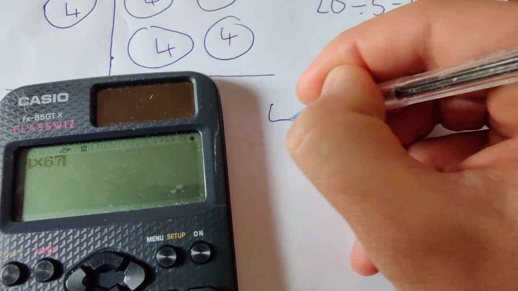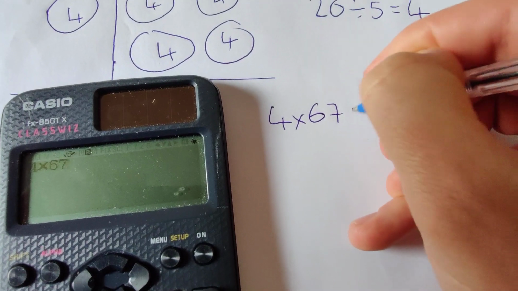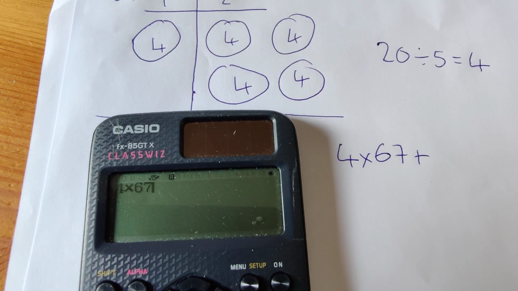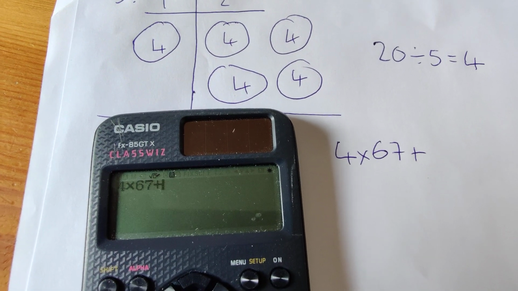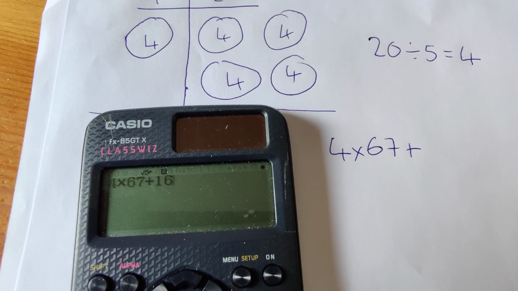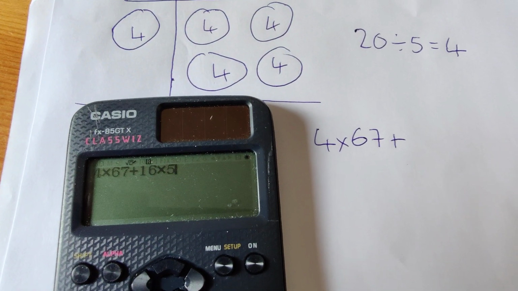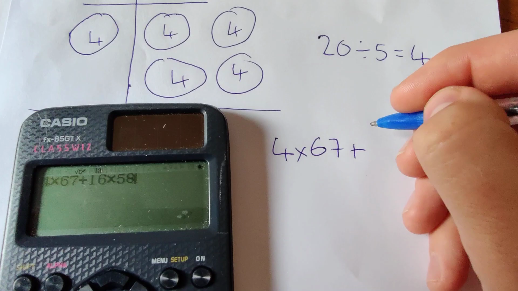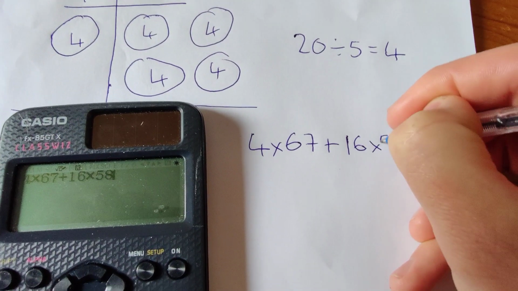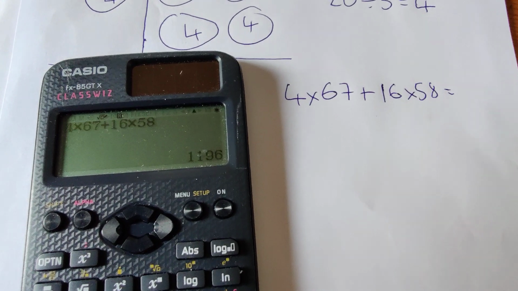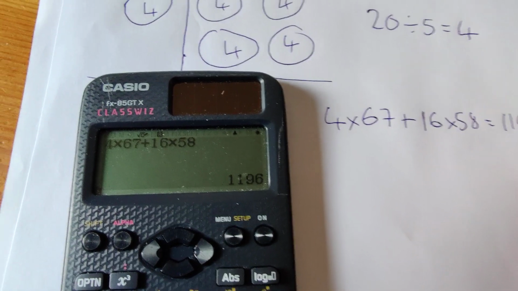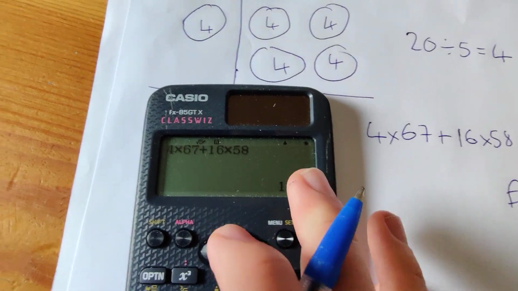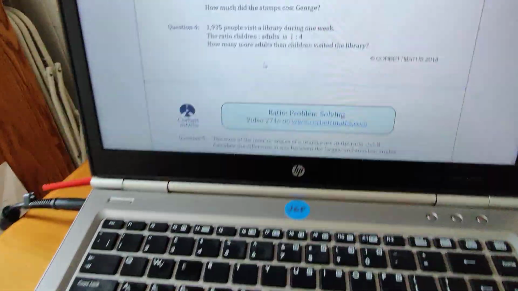I'm going to write down the sum as I go. 4 times 67 plus... Now with BidMaths I can put a plus there. I don't need brackets. You could put brackets if you wanted, but I don't need them. 16 times, and those second class ones were 58. It's not much difference, is it? I might just get all first class ones for the sake of 9p. Plus 16 times 58. And that gives me a total of 1,196p or £11.96. Fantastic.